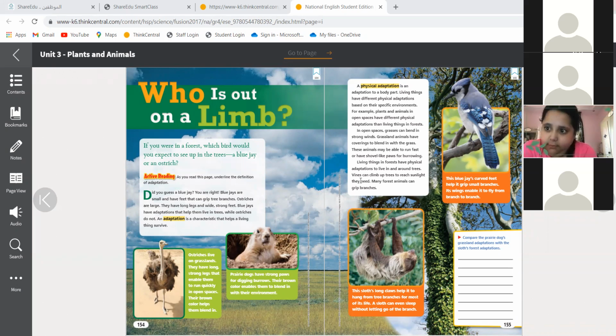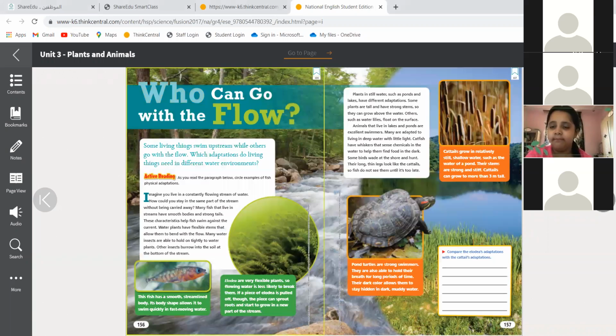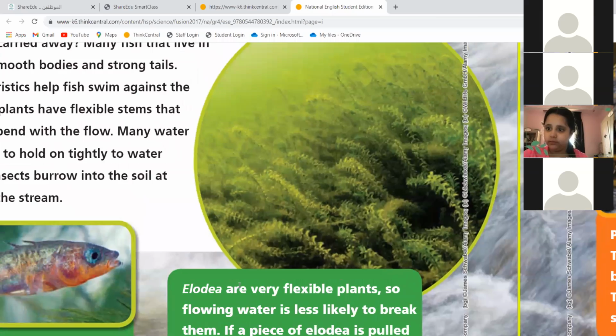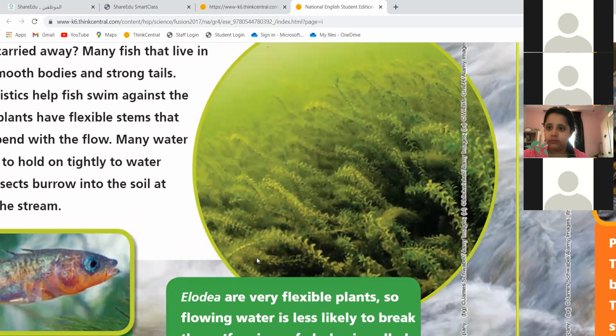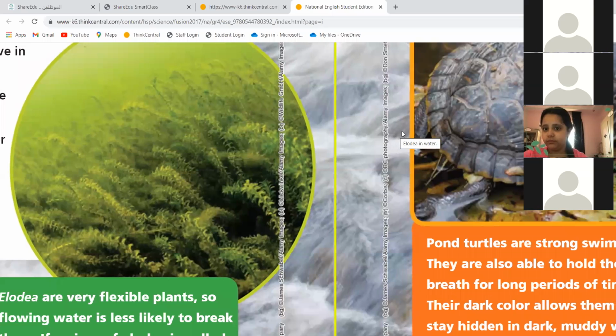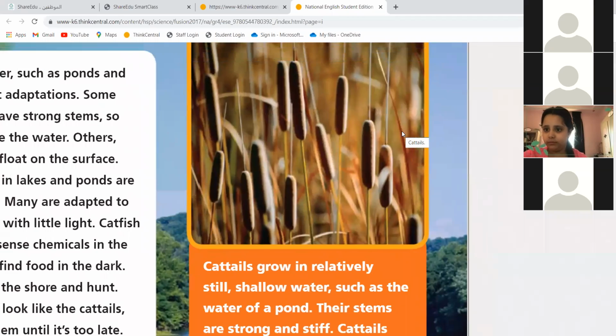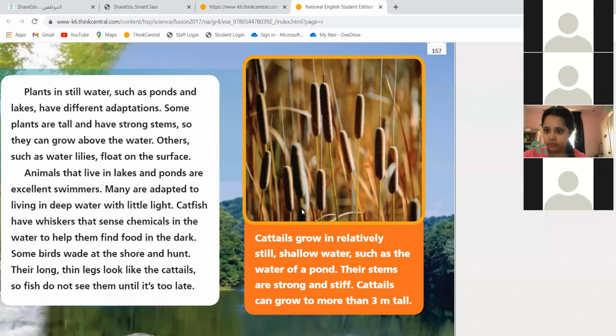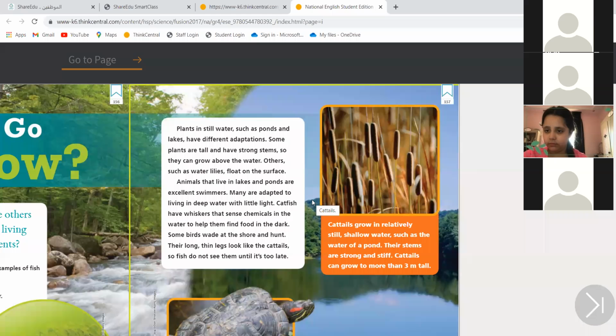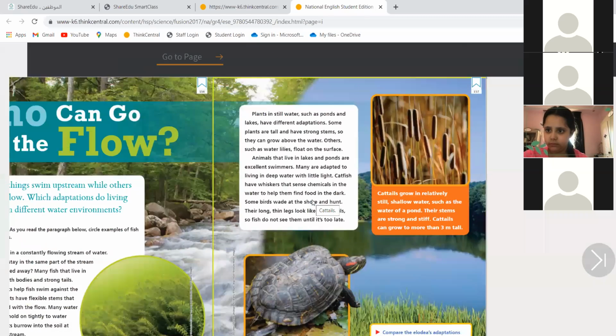All right, today we are going to learn something new. Not only animals have adaptations, also the cattails and Elodea. Remember, Elodea has flexibility to go with the wave all around so it doesn't break with the stream. But the cattails over here are very strong, and you cannot take them away or take them off easily.